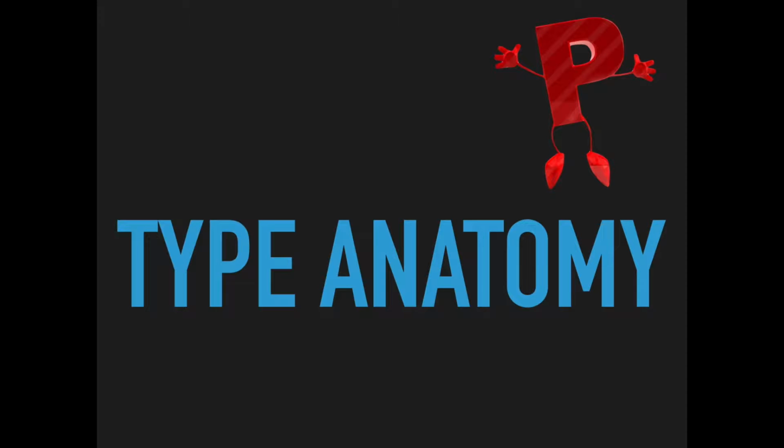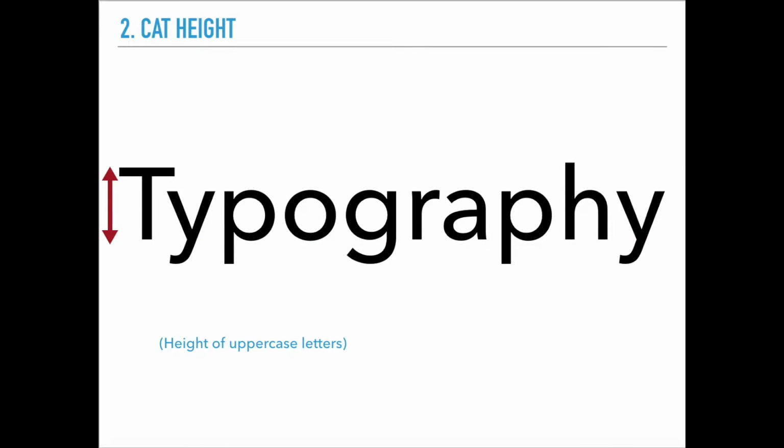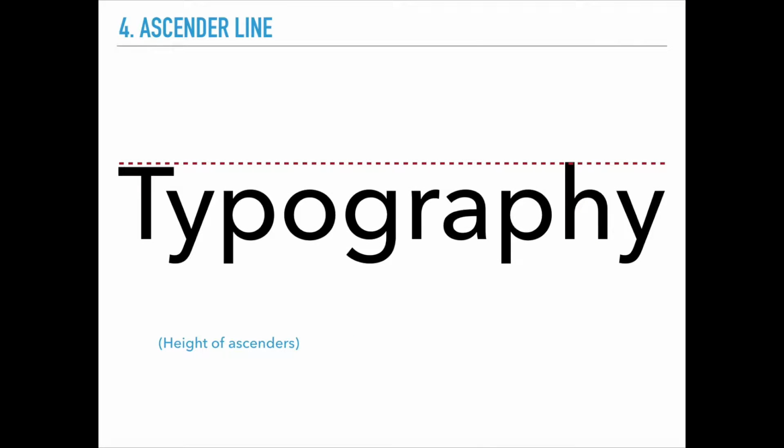Now the second part of my video might sound a bit silly for you, but there is such a thing as type anatomy. First we have the baseline, the invisible line where the main body sits. Then we have the cap height, the height of the uppercase letters, so how tall they are. Next is the ascender, the tall part of the letter that goes above the normal height. So we have this in the letters K, L, T, F, H, D, and B. The ascender line is the invisible line marking the height of the ascenders in a font.